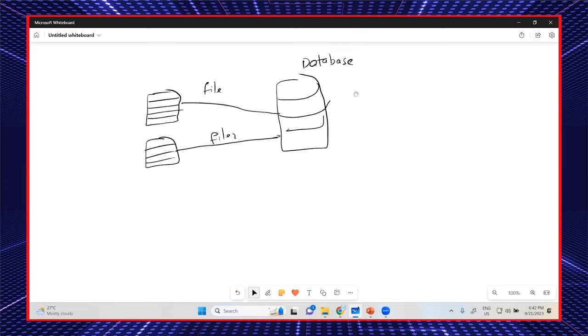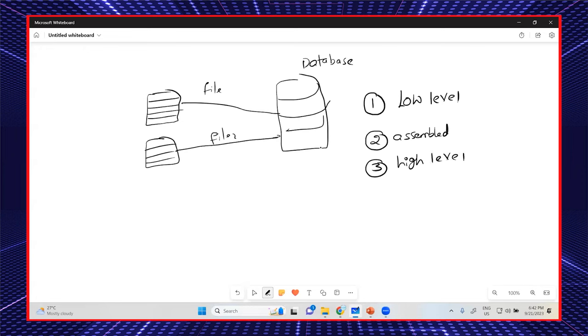Java is not a type of programming language; it is one of the programming languages. .NET is one of the programming languages. Types are different. Generally, programming languages are of three different types. Low level programming language, second is assembly, and third is high level programming language. So programming languages have three different levels: one is low level, second is assembly, and third is high level programming language.